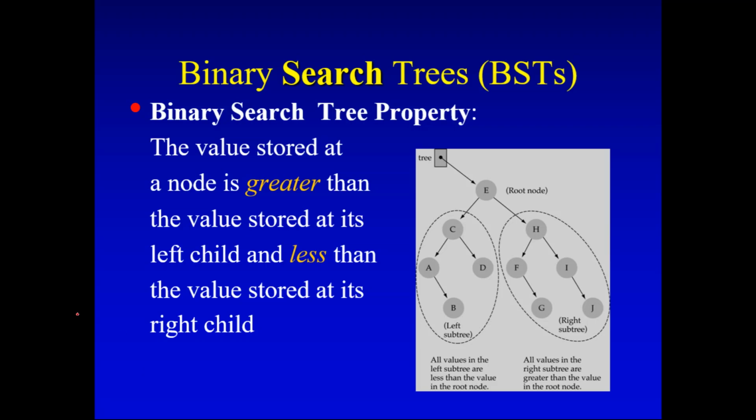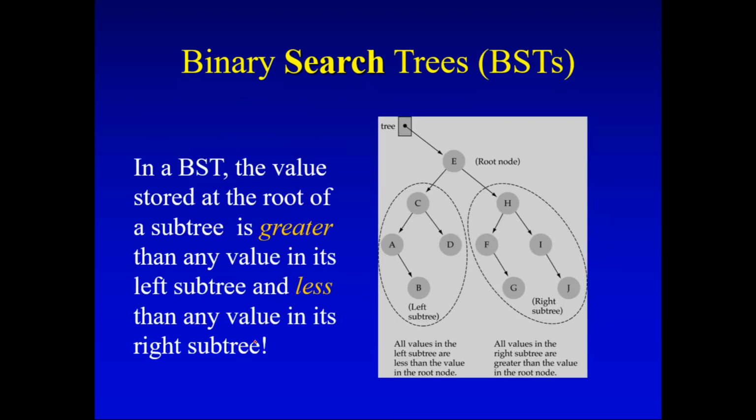So this is how we define a binary search tree. The value stored at a given node is greater than the value stored at its left child, and less than the value stored at its right child. This is the important property of a binary search tree, and the key values should be unique. The value stored at the root of a subtree is greater than any value in its left subtree, and less than any value in the right subtree.